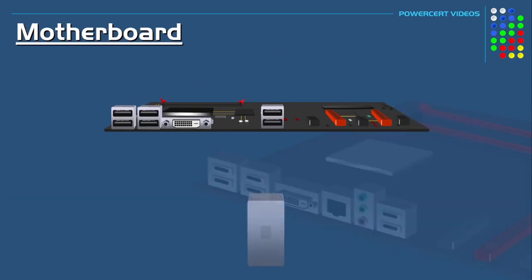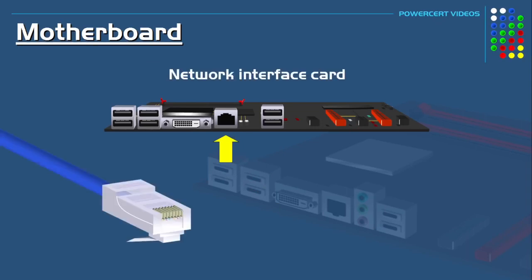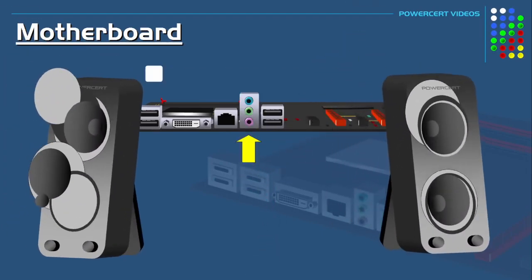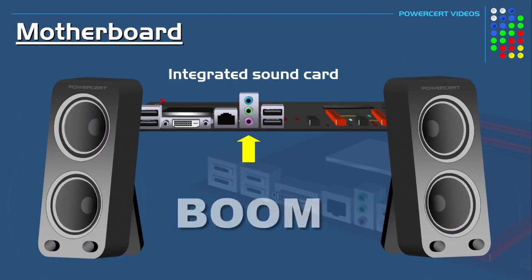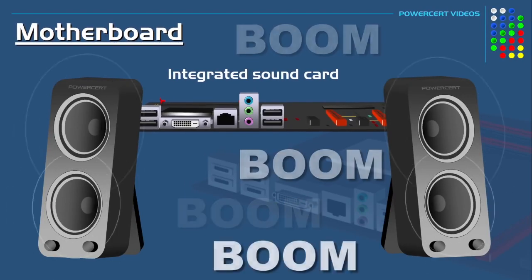And some other things that would appear on the rear input-output panel is the network interface card. And this port is designed for an RJ45 connector with an Ethernet cable to connect the computer to a network. And there's also a sound card. And just like integrated video, if a motherboard has a built-in sound card, then this is known as integrated sound. A sound card is what processes audio through the computer's speakers.